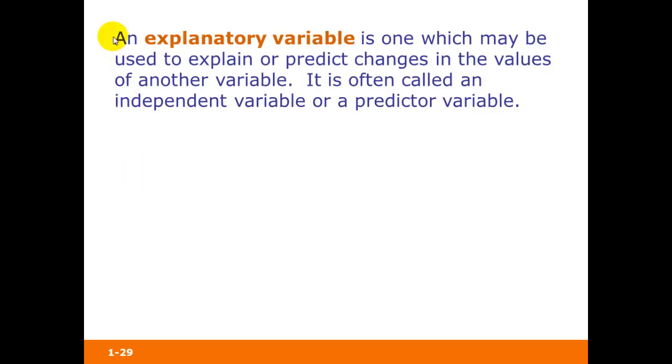So first we have to define some terminology. An explanatory variable is one which may be used to explain or predict changes in the values of another variable. It's often called an independent variable or a predictor variable. In other words, this is the variable that if we were doing an experiment we might try to change and then see what the effect is on other variables.